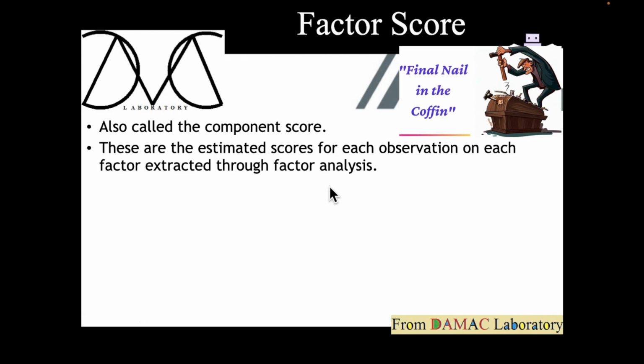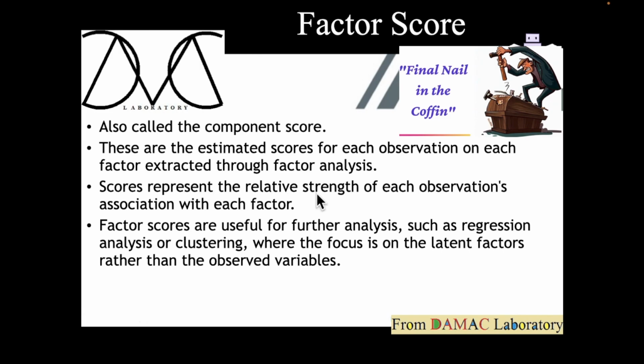By using factor analysis, we can give values. Say for example, in a data set you have 100 columns and 1000 rows. After factor analysis, you decided that the 100 columns can be summarized into 10 columns. And now the new matrix will have 10 columns and 1000 rows, right? And what will be the values of those cells? That will be decided by this factor score. Factor score represents the relative strength of each observation associated with each factor.